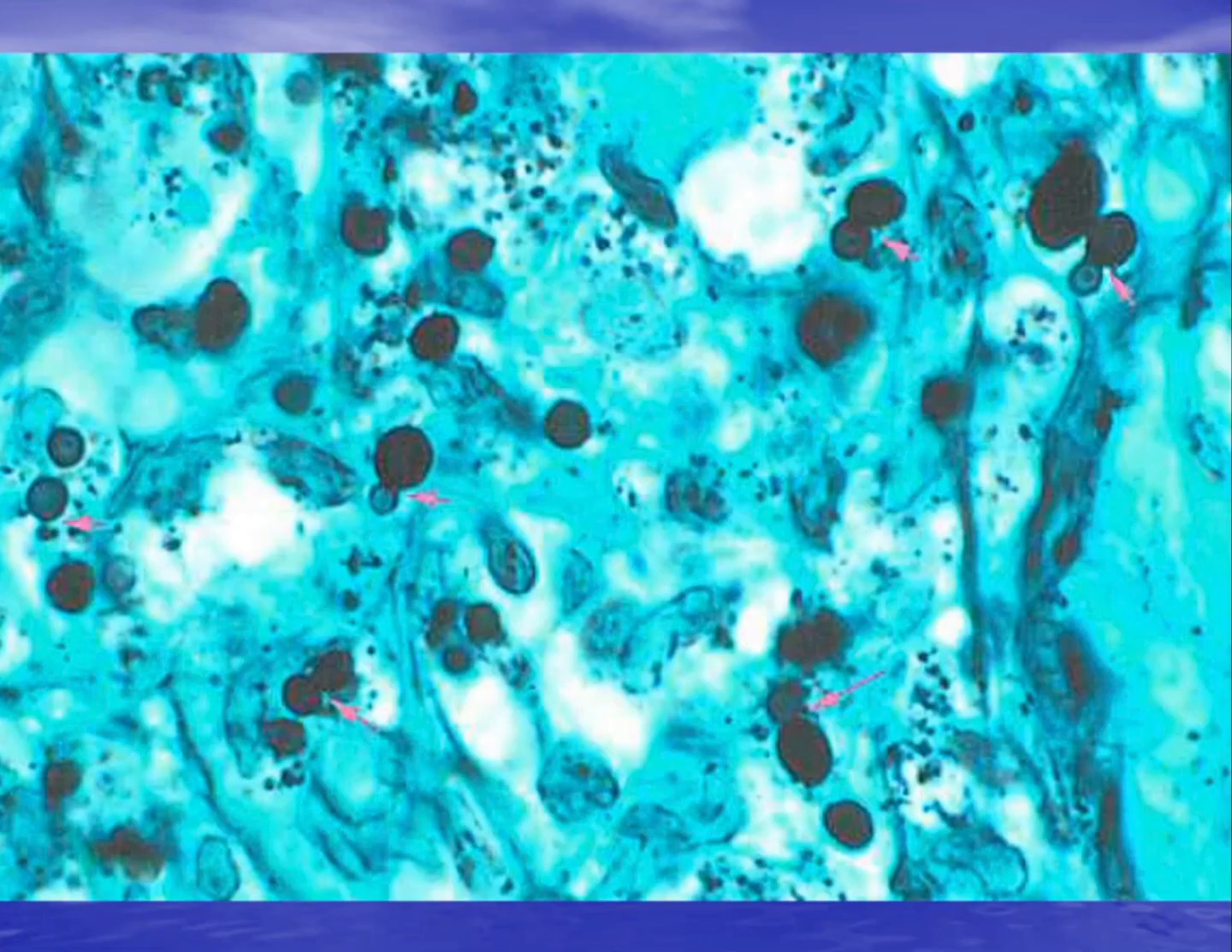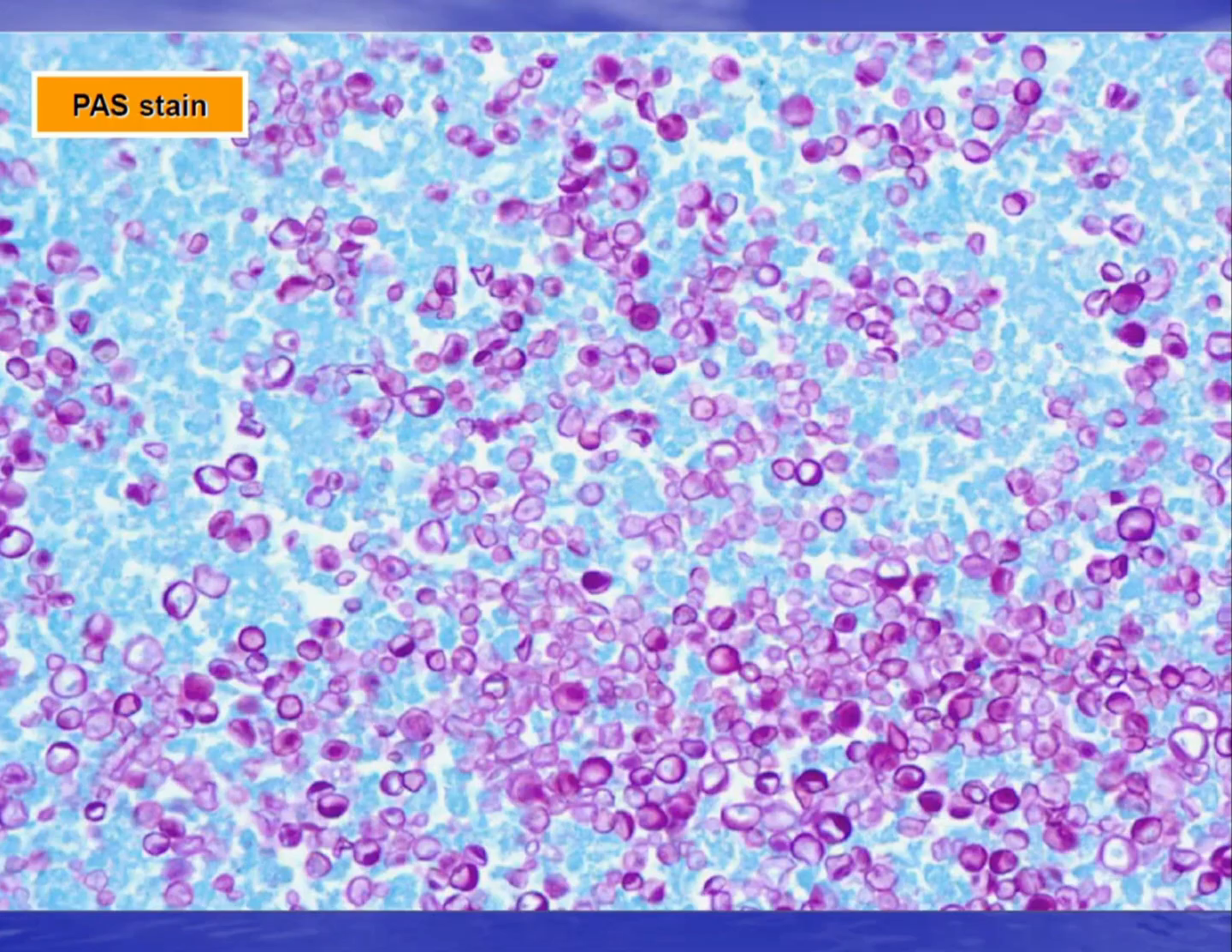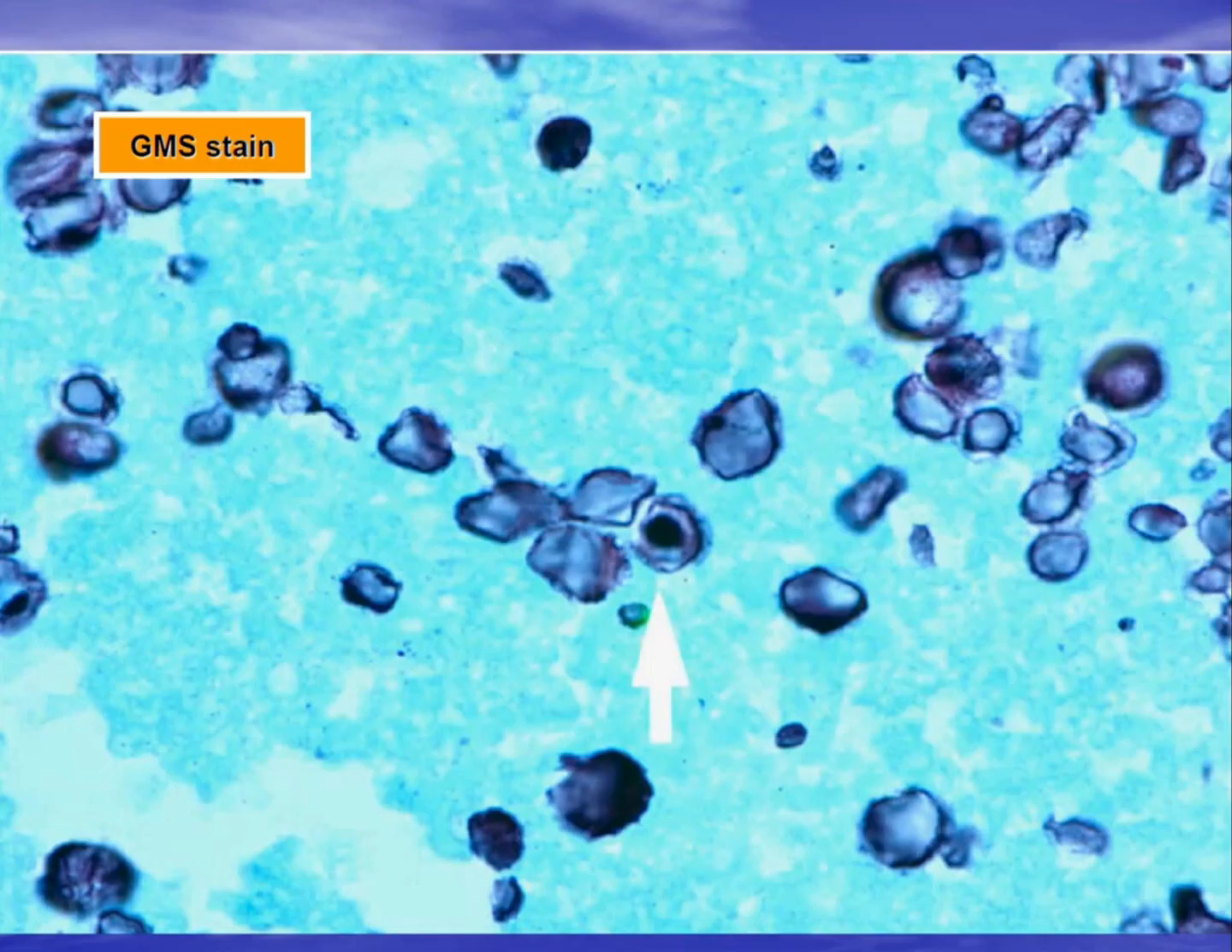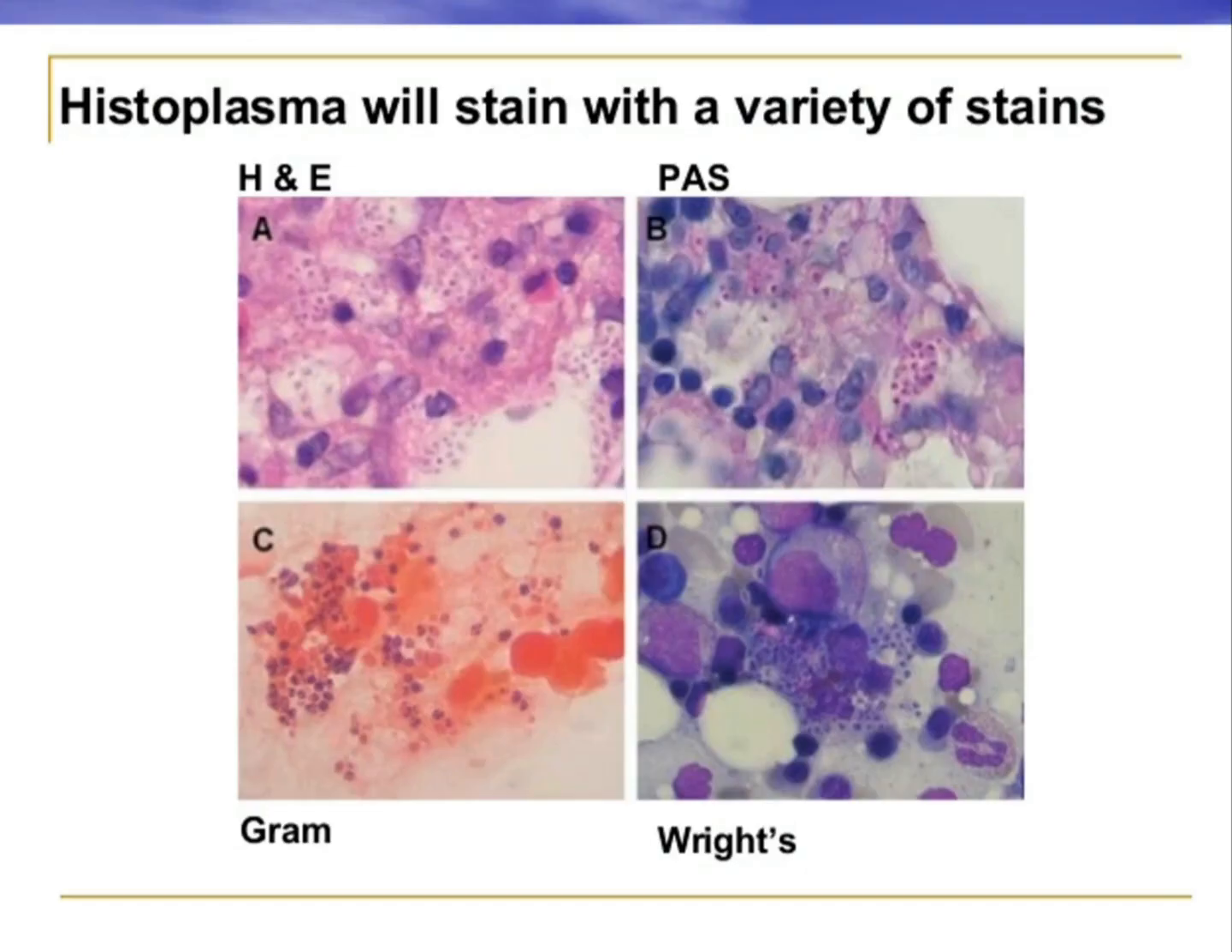So this is the Gomori methenamine silver stain, which clearly sees the budding yeast. Here is the PAS stain, which also sees the yeast. Here is the GMS stain, which is a better stain to pick up fungus in the cell wall, as you see. Here are H&Es, Gram stains, Wright stains. They all can see the histo, usually in a macrophage.